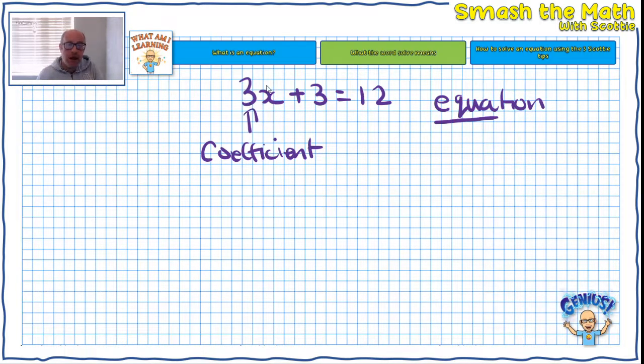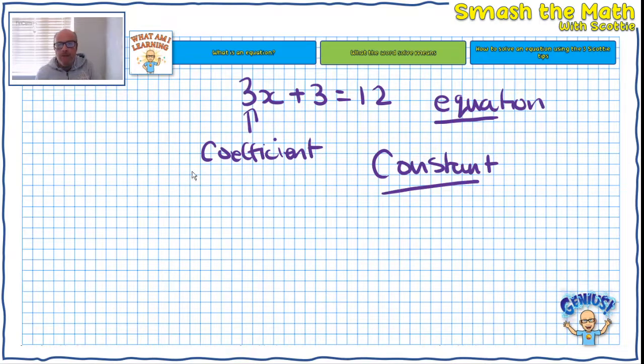This is telling us how many of these we've got. So this is telling us we've got 3 lots of x. That's the coefficient. That one, as we've already talked about, is the variable. And any number on its own is called a constant. It's constant, it doesn't change. So 3 in this equation will always be 3. It won't change to 4 or 5. Constant means the same, it stays the same.